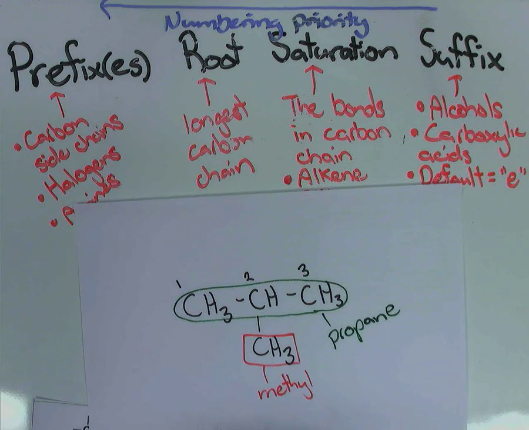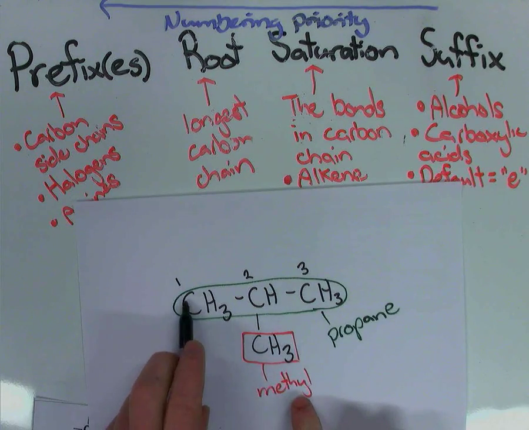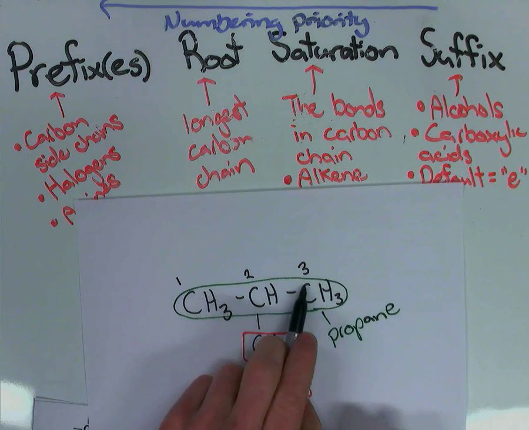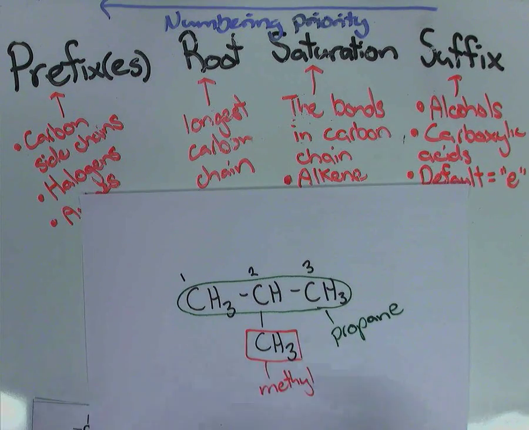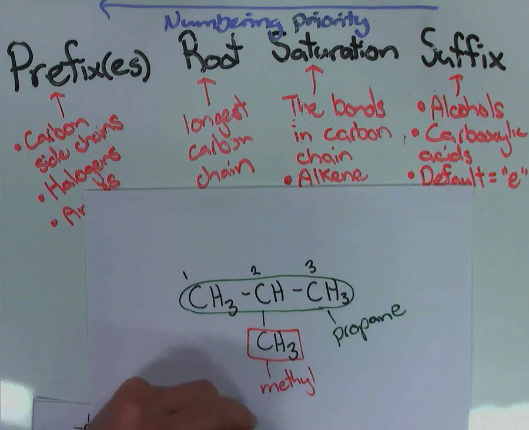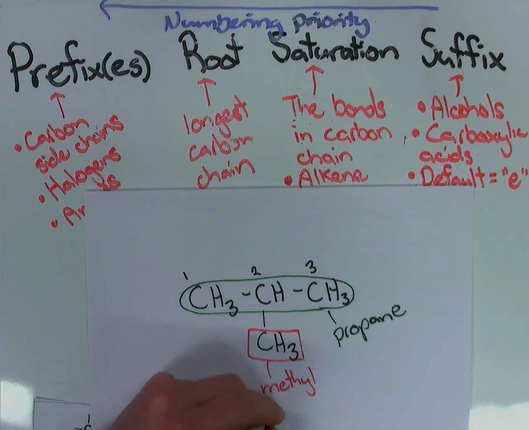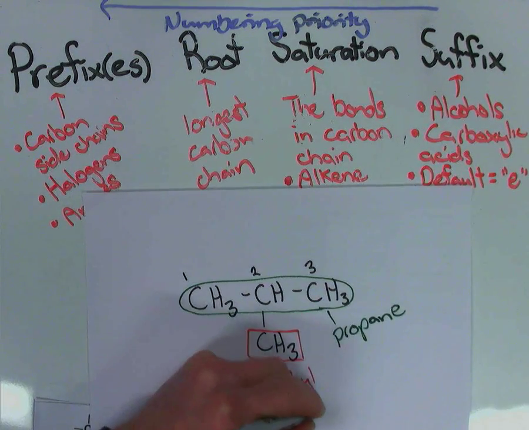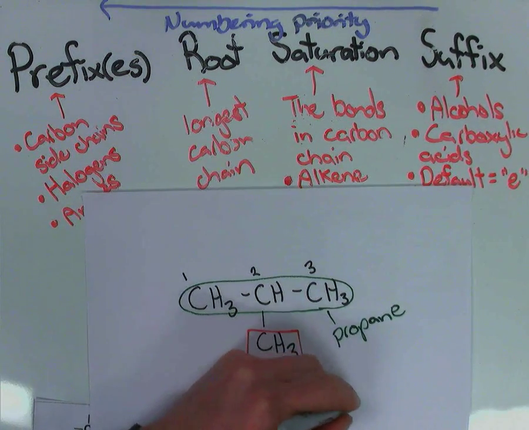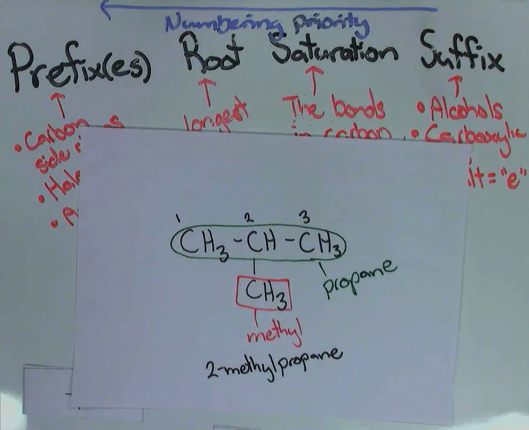Okay, so I could either call this number 1, this 2, or this 3, or this one number 1, this one number 2, this one number 3. Ultimately, either way around I write those numbers, I'm going to find that at number 2 there is a methyl side chain, and it is attached to propane, so I'm going to call that 2-methylpropane.